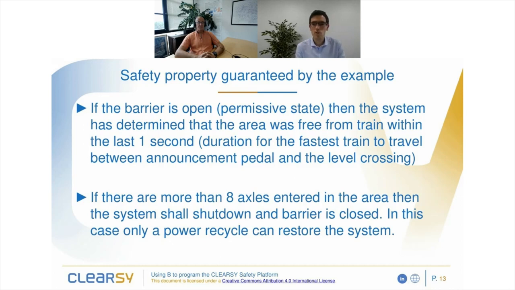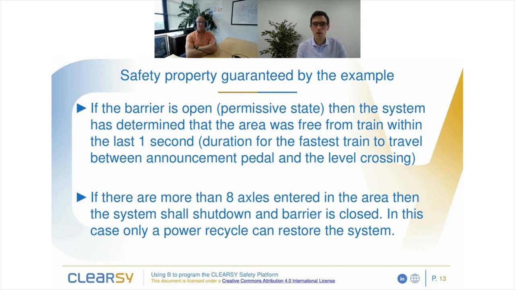Here, the 1 second value is simply a placeholder. It's a software constant, and it corresponds, as a first approximation, to the time of travel of the fastest train between the announcement pedal and the road. So it's the maximum delay that we can have before closing the barrier.